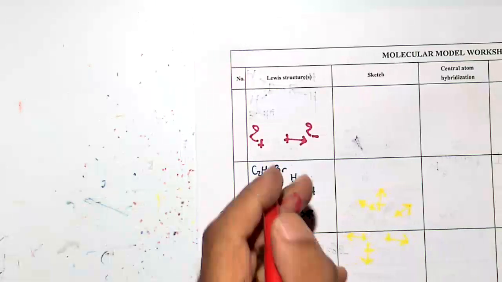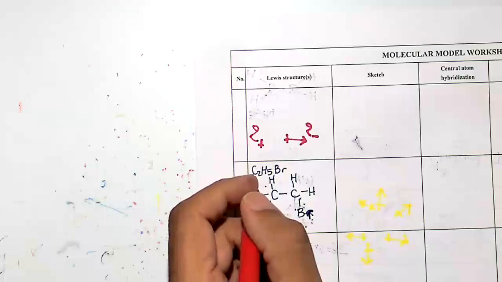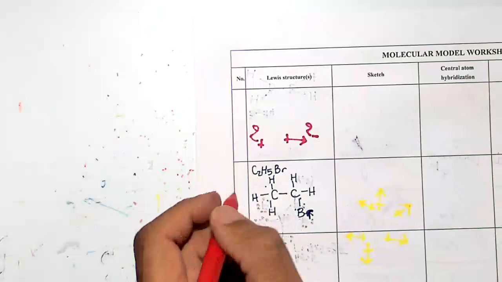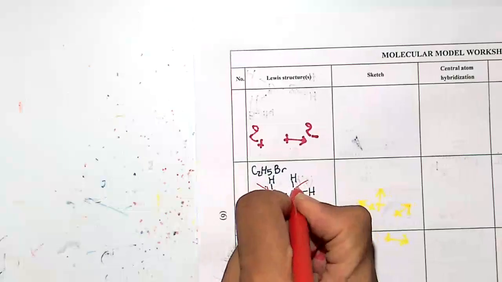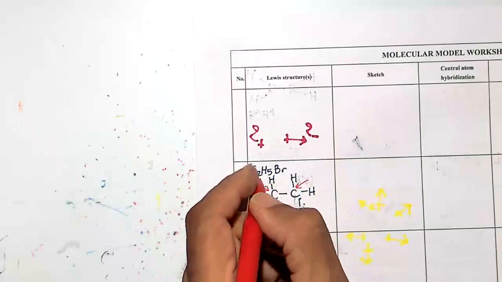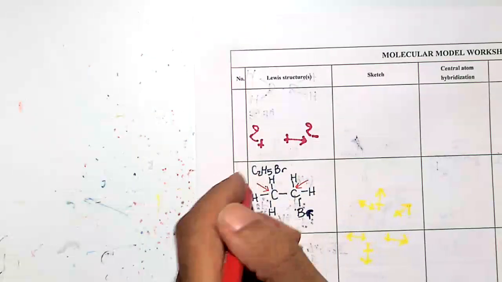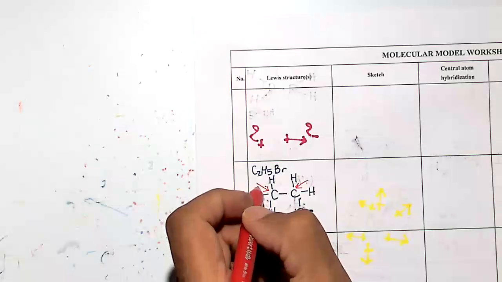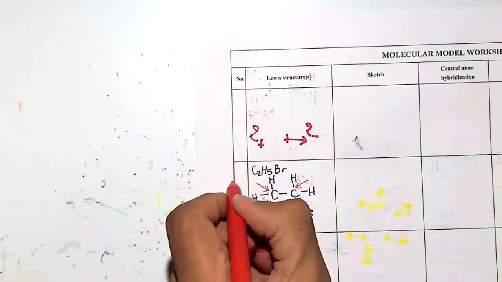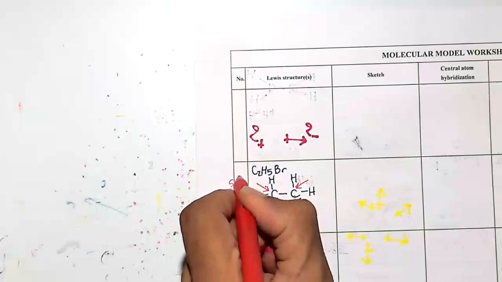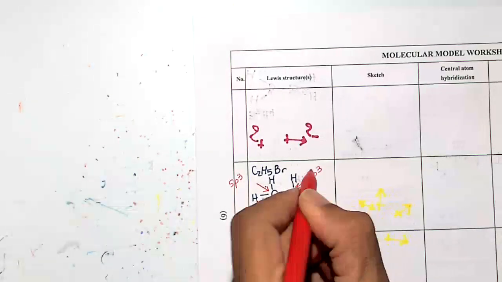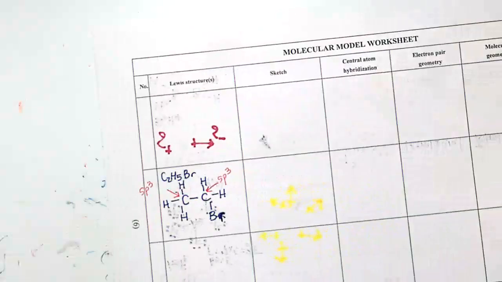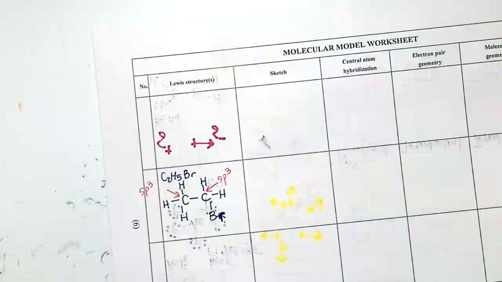All right. So, how many central atoms are there? 2. And what is this one? What type of hybridization is this? It's the same as this one. 4 bonds, 0 lone pair. So what hybridization is that? And what about this one? sp3. Okay, so these are 2 tetrahedrals coming together.